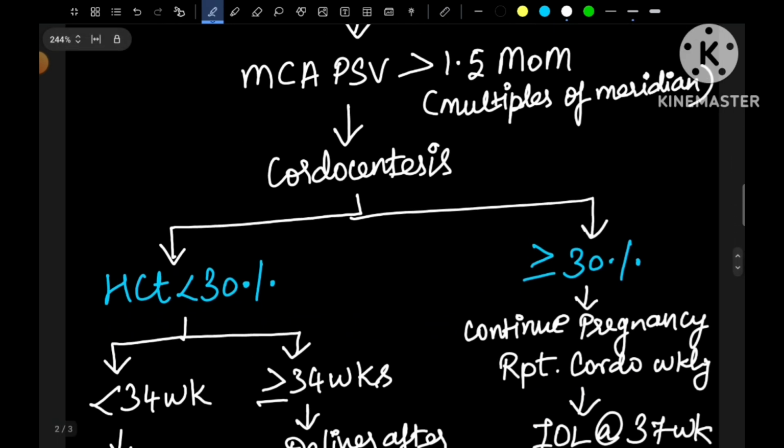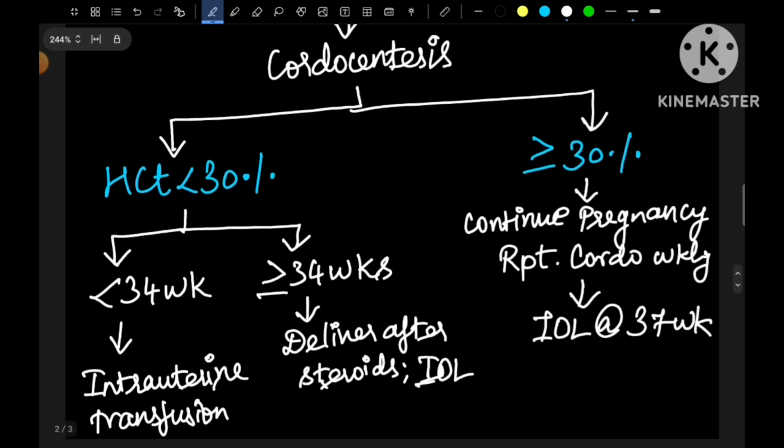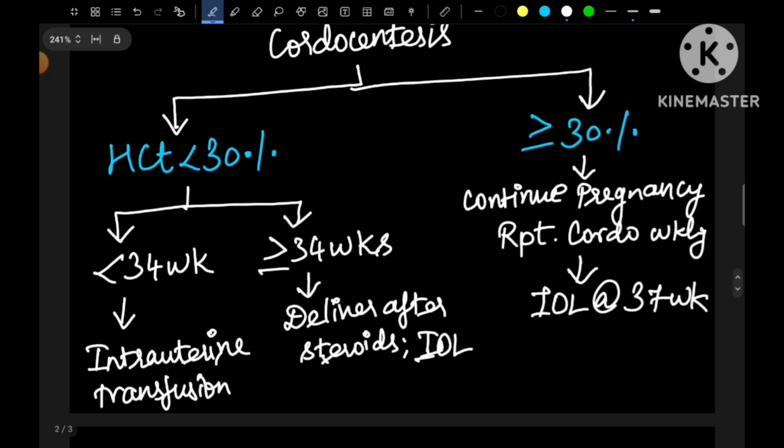And if the hematocrit is less than 30%, you have to see the GA. If it is less than 34 weeks, intrauterine transfusion, or more than equal to 34 weeks, it is delivered after steroids. That is nothing but induction of labor. Next, if the hematocrit is more than equal to 30%, continue pregnancy, repeat chordocentesis weekly, and IOL at 37 weeks.